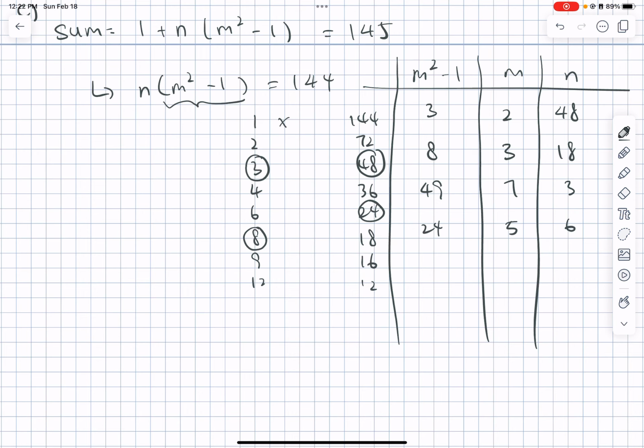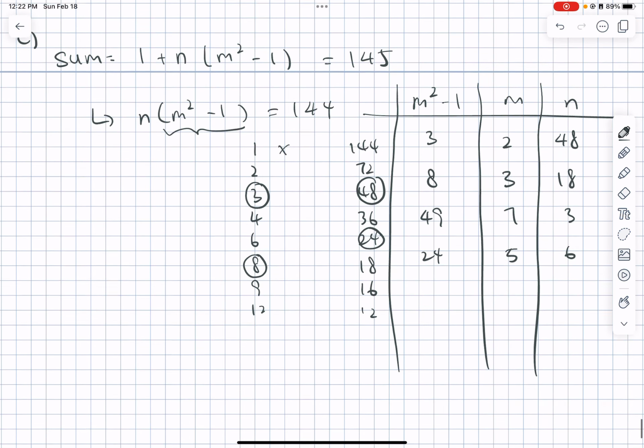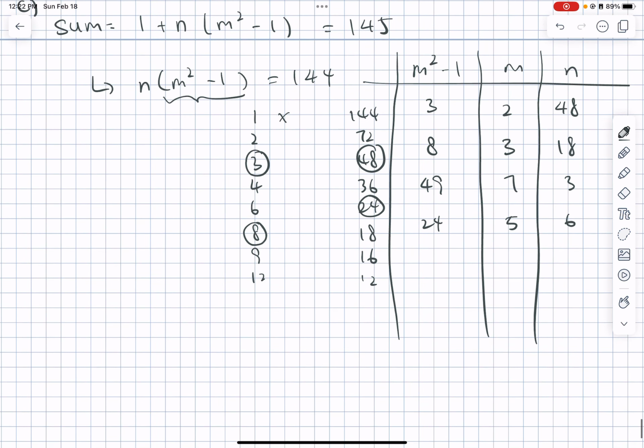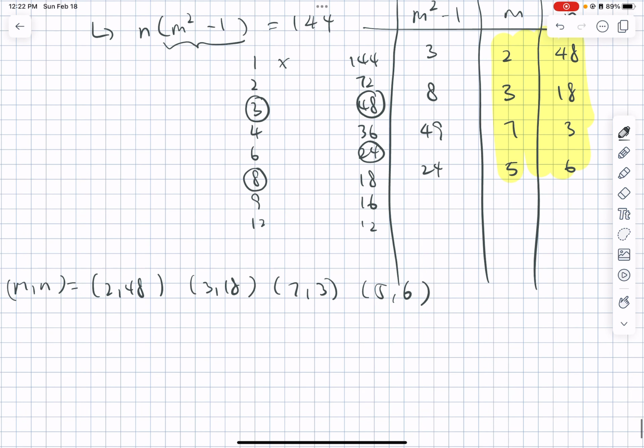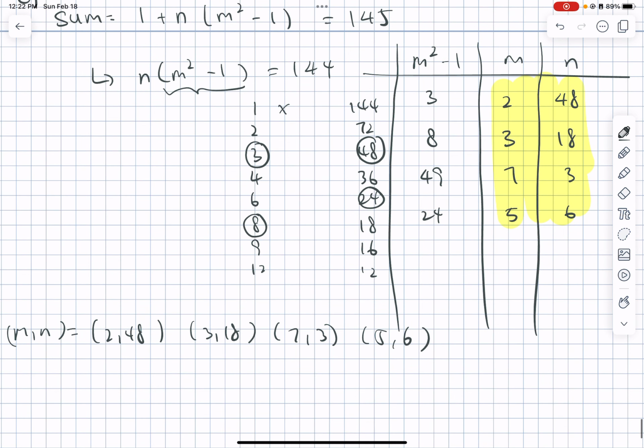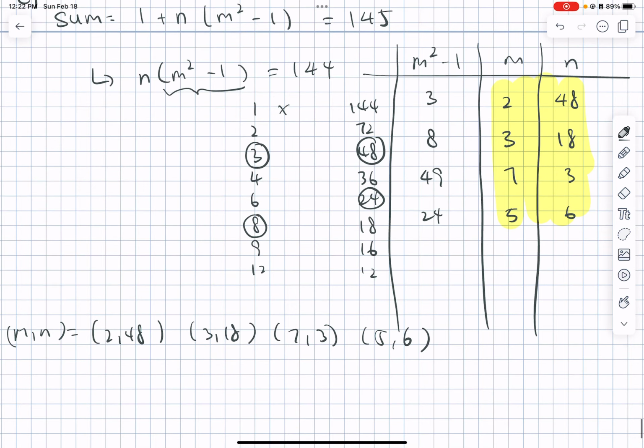So 19 isn't, 17 isn't, and 13 isn't. So all the pairs of m and n are here. We can just highlight these in yellow. So the pairs are going to be 2, 48, 3, 18, 7, 3, and 5, 6 for pairs m, n. So that's part C. That's all the possible pairs. There's no more factors of 144, and these are all the factors where one of the terms is equal to a perfect square for m minus 1.